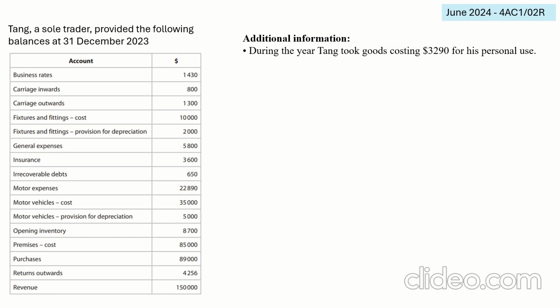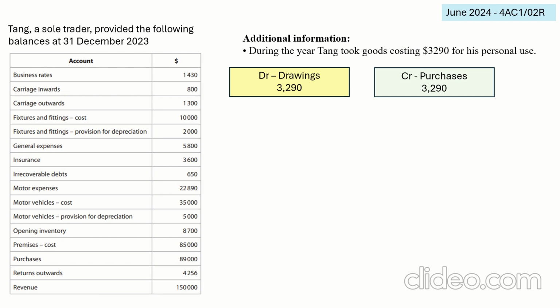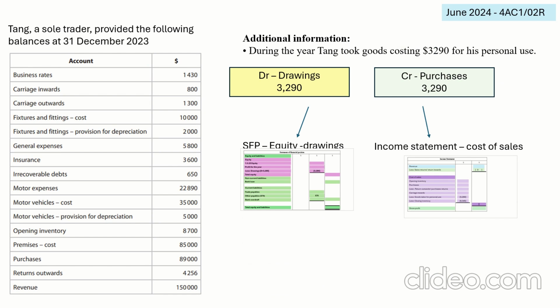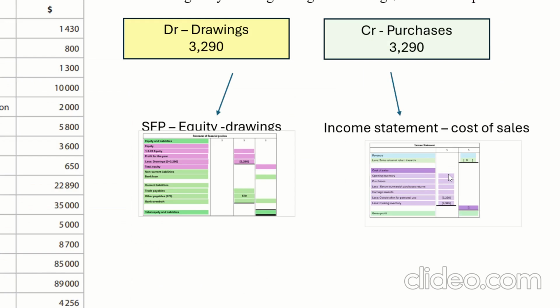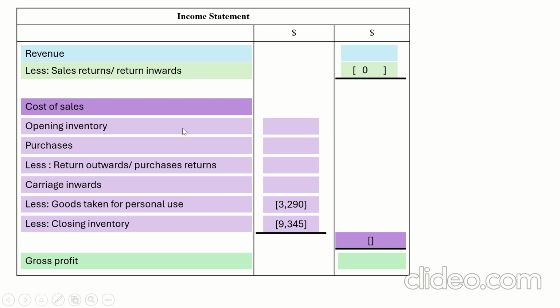During the year, Tan took goods costing 3,290 for his personal use. So he added drawings under SFP and credit purchases, but this should reflect under income statement cost of sales. As you can see here, under the section of cost of sales in income statement, you write it as less goods taken for personal use 3,290.